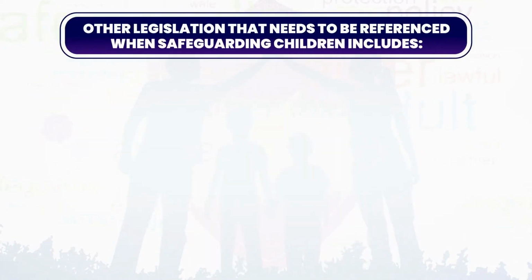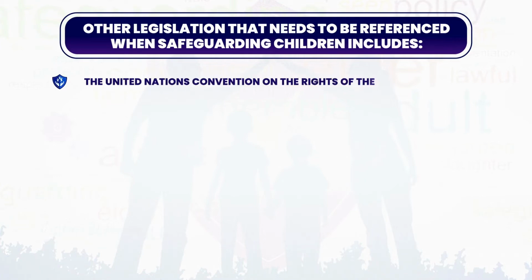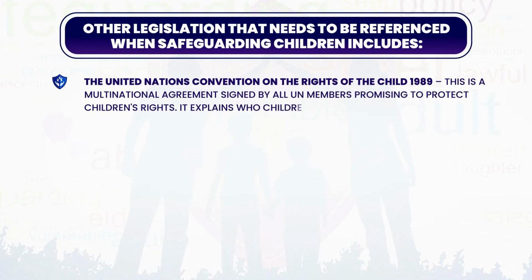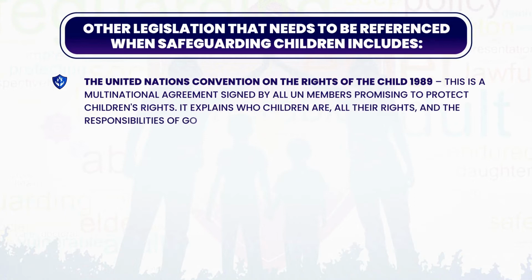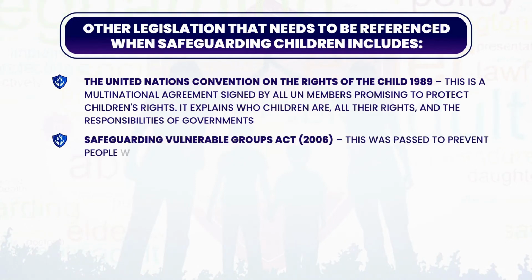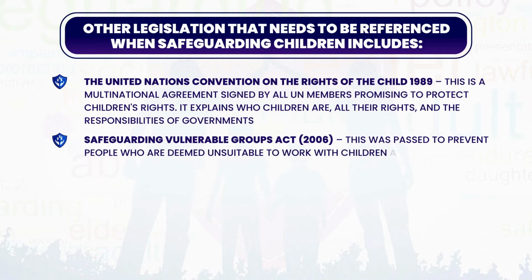Other legislation that needs to be referenced when safeguarding children includes the United Nations Convention on the Rights of the Child 1989. This is a multinational agreement signed by all UN members promising to protect children's rights. It explains who children are, all their rights, and the responsibilities of governments. Safeguarding Vulnerable Groups Act 2006.